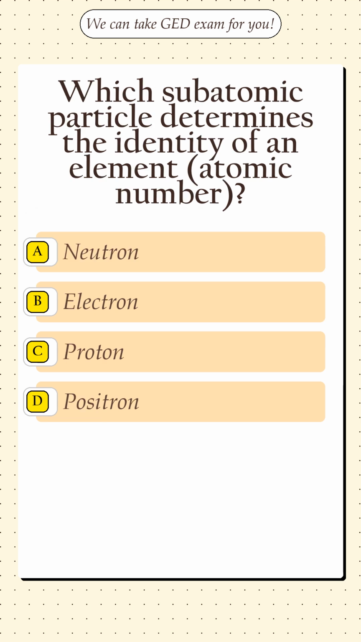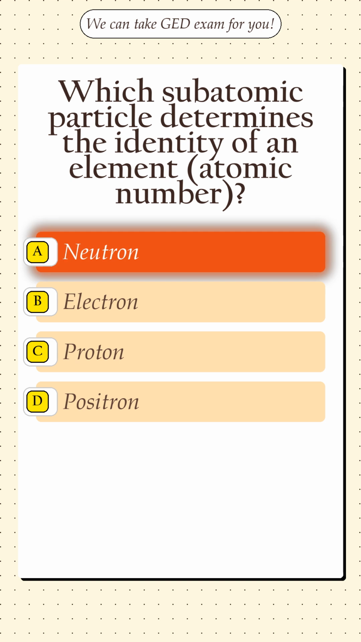Question 14. Which subatomic particle determines the identity of an element, atomic number? Option A, deuteron. Option B, dilectron. Option C, proton. Option D, positron. The correct answer is option A, neutron.